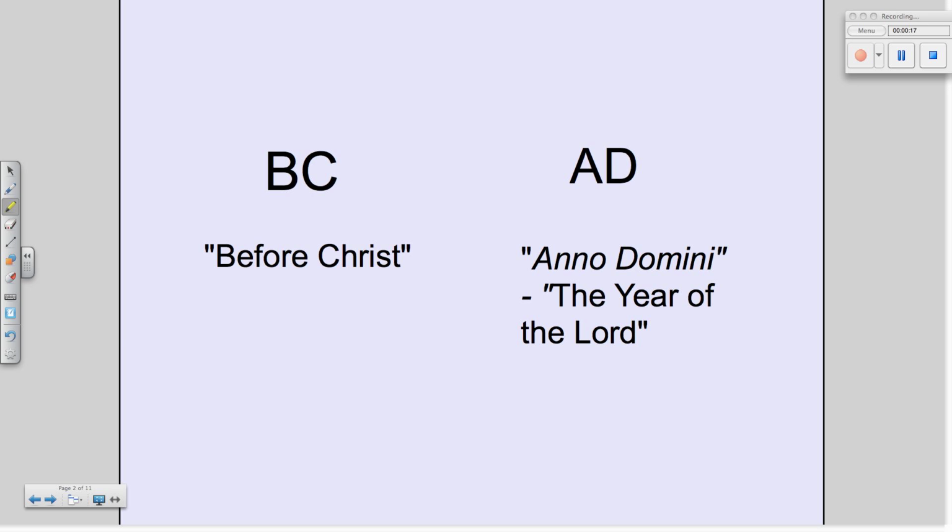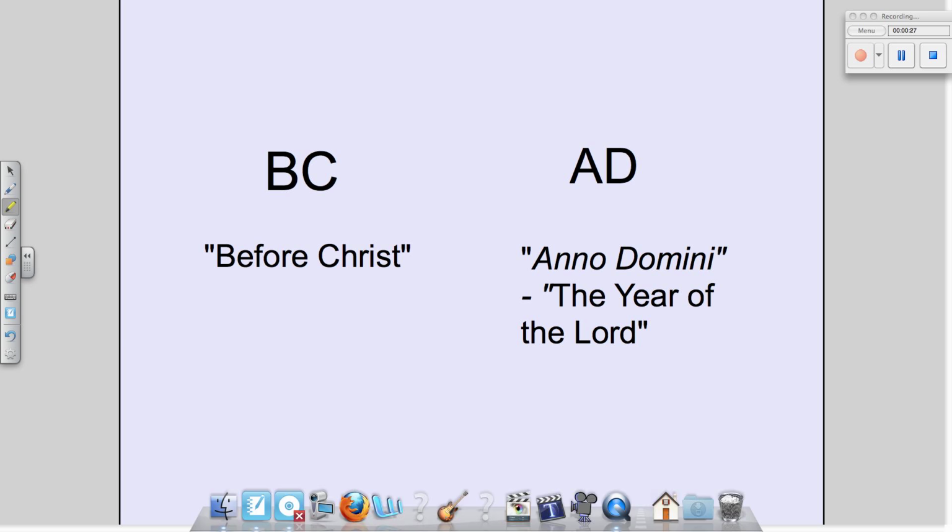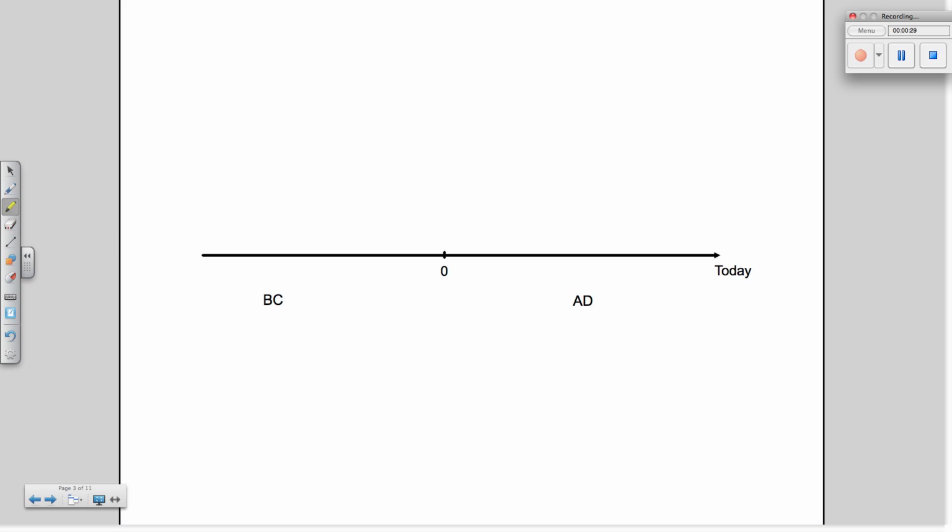You're probably familiar with the terms BC and AD. BC stands for before Christ, AD stands for Anno Domini, the year of the Lord in Latin. On a timeline, this would look something like this, with 0 at the center representing approximately the birth of Christ, and BC and AD on either side.